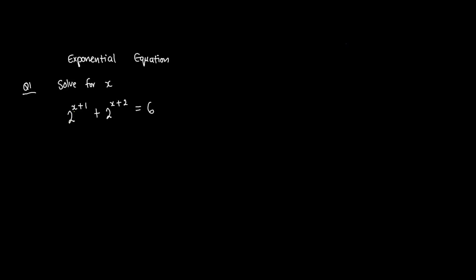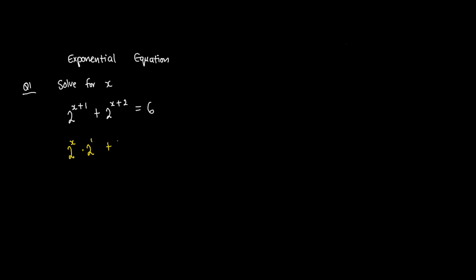But step number one is that I have 2 raised to the power of x plus 2. I can actually split that as two expressions that are being multiplied to each other. How can I do that? It's going to be 2 raised to the power of x times 2 raised to the power of 1. Recall the first law of exponents. How will I simplify this? I'm multiplying and the bases are the same. So the common base is 2 raised to the power of x plus 1.